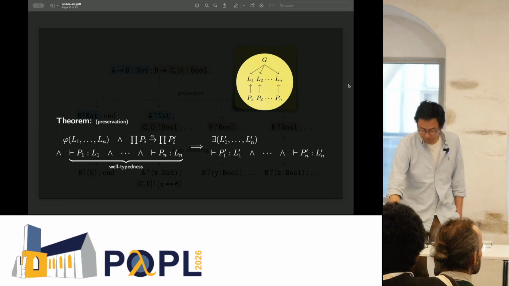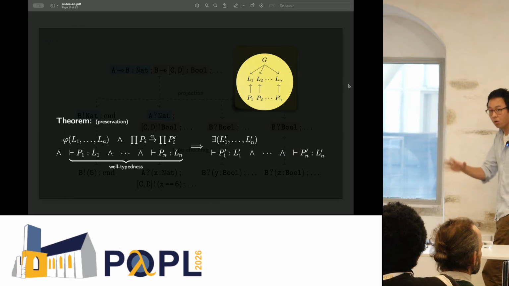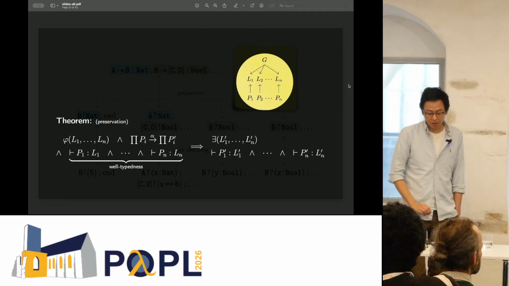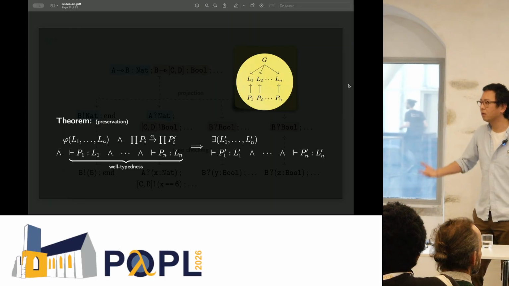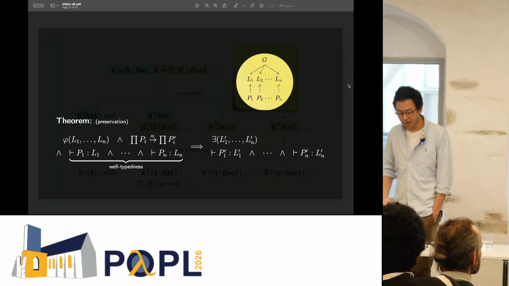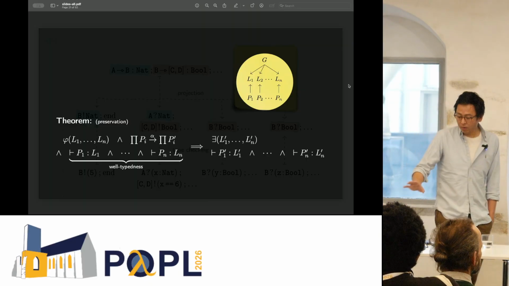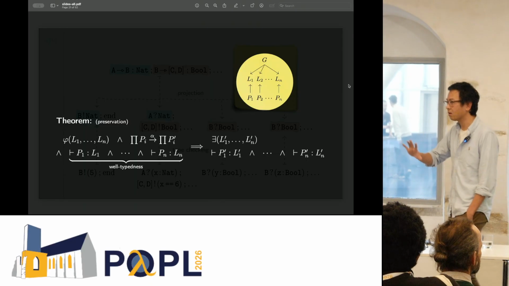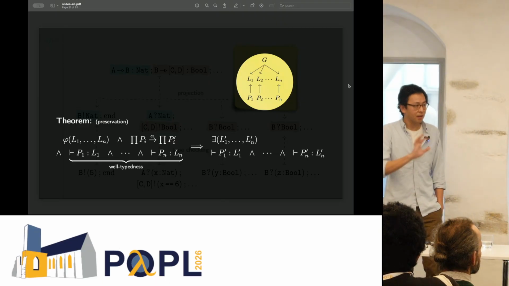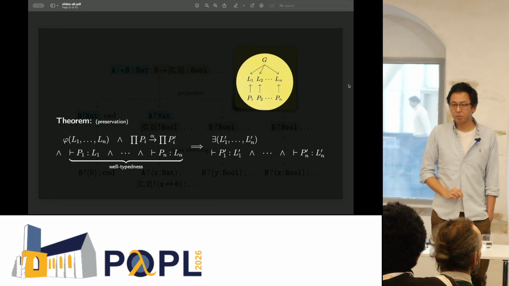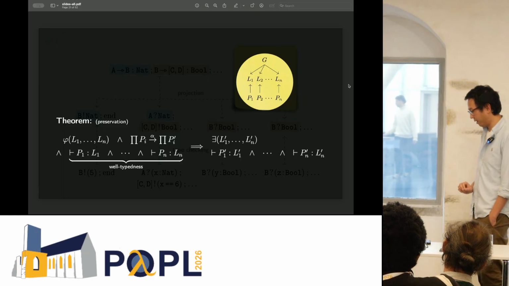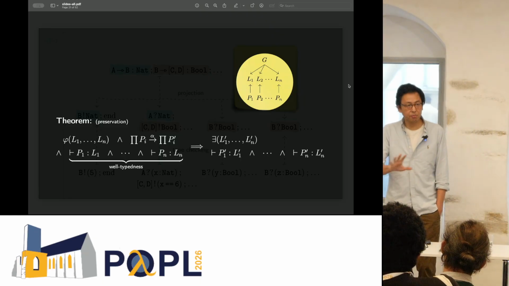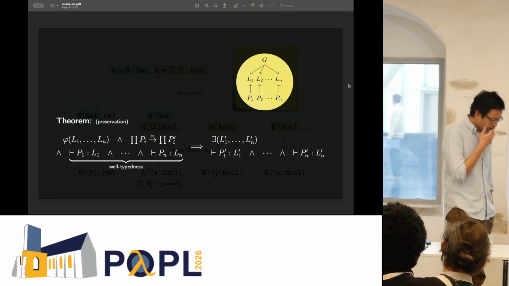Now, similarly, we have preservation, for which we apparently also need to have this phi property. But now we assume that we already know that the processes can make a transition, and they are still well-typed. And then we can conclude that there exists a bunch of next local types, such that each next process P prime is typable by this next local type, right? So typability is really preserved by these transitions.